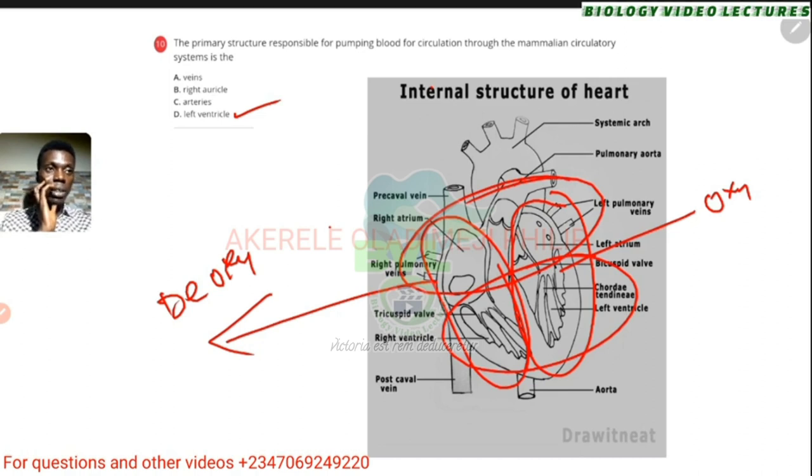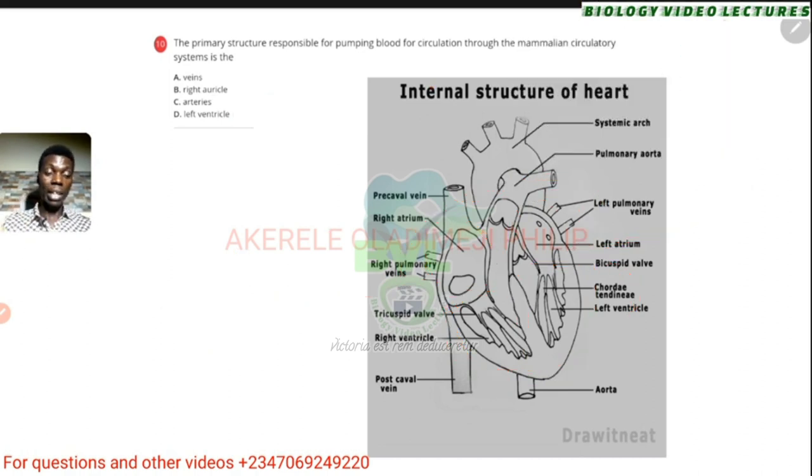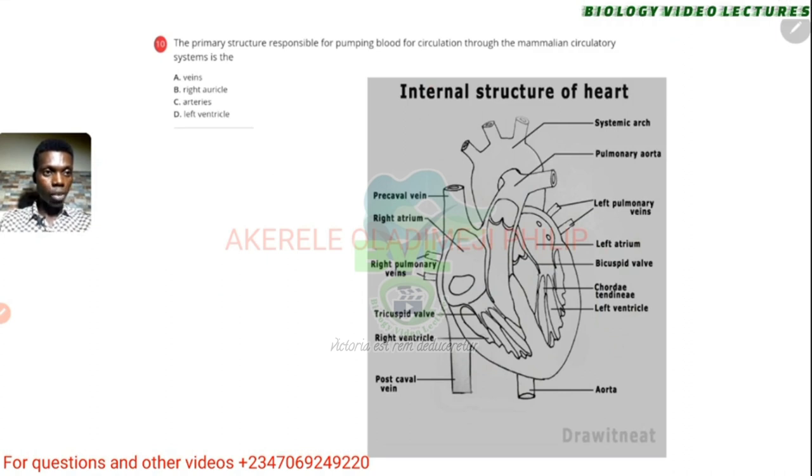Now, I hope you have taken note of those things. I told you to get a pen and a book. Now, the point is, these two receive blood at the same time. The blood is entering the right atrium or auricle by the inferior vena cava, otherwise called posterior vena cava or postcaval vein. It's the same thing.